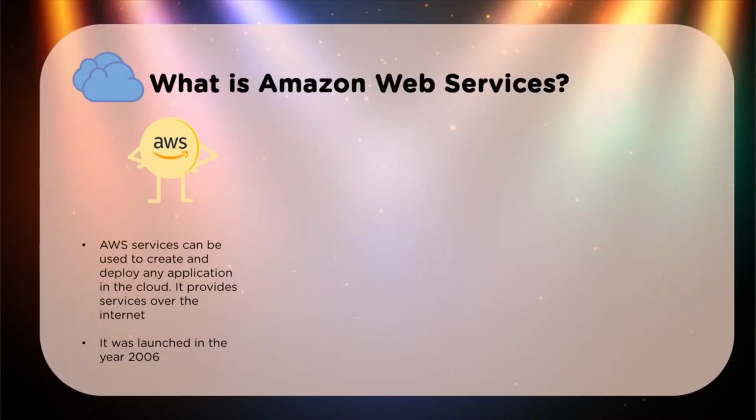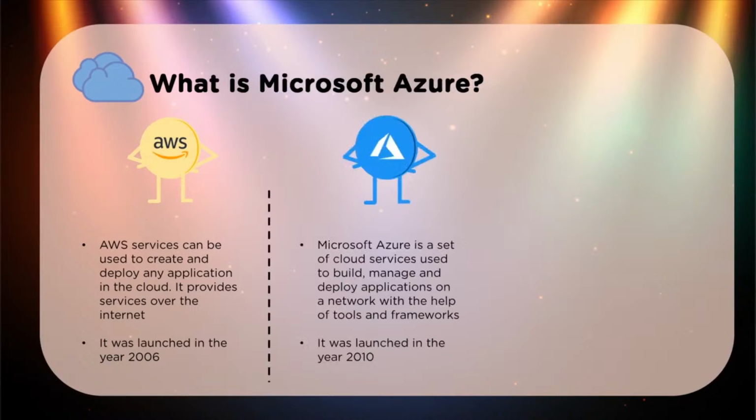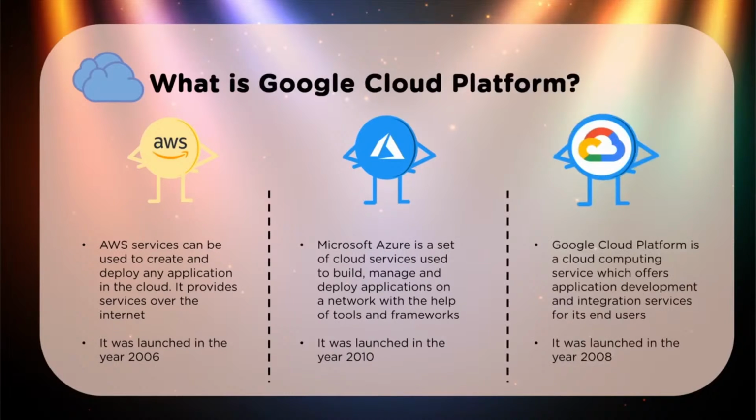AWS provides services that enable users to create and deploy applications over the cloud. These services are accessible via the internet. AWS, being the oldest of the lot, was launched in 2006. Azure, launched in 2010, is a computing platform that offers a wide range of services to build, manage, and deploy applications on the network using tools and frameworks. Launched in 2008, GCP offers application development and integration services for its end users. In addition to cloud management, it also offers services for big data, machine learning, and IoT.